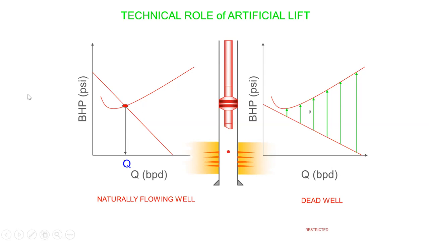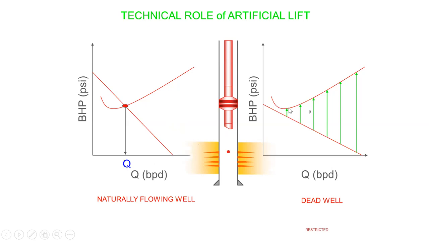Understanding that the VLP represents, at each rate, the required pressure to lift the fluids up at this specific rate, and the IPR is the bottom hole pressure required at the bottom of the well in order for the reservoir to deliver the specific rate, and the intersection is the operating point.